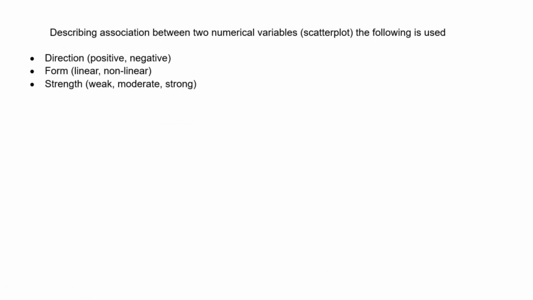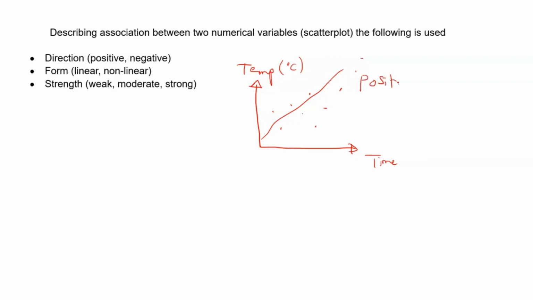Describing a scatter plot, we use the direction, whether it's positive. Let's say we have a scatter plot of temperature and time of the day, something similar to this. Put a line through it. Most of the values are going up, so that is positive. And the form is either linear or non-linear. So positive and linear, going straight.